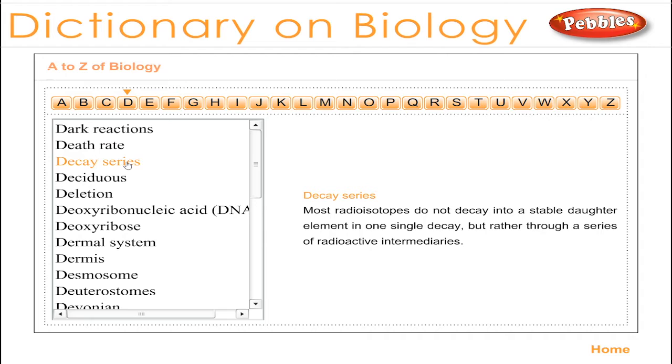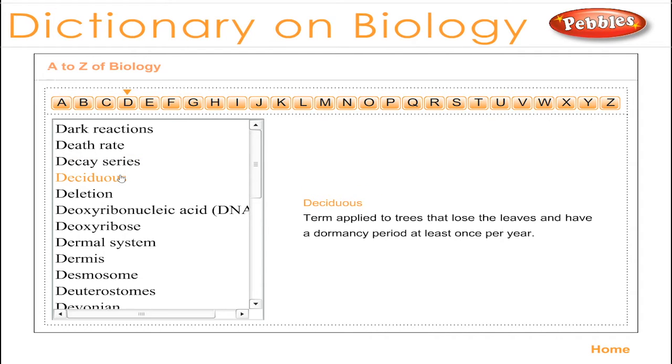Decay series. Most radioisotopes do not decay into a stable daughter element in one single decay, but rather through a series of radioactive intermediaries. Deciduous, term applied to trees that lose the leaves and have dormancy period at least once per year. Deletion, the loss of a chromosome segment without altering the number of chromosomes.